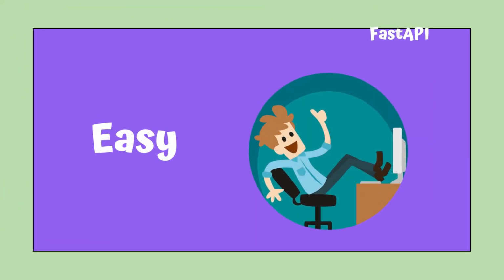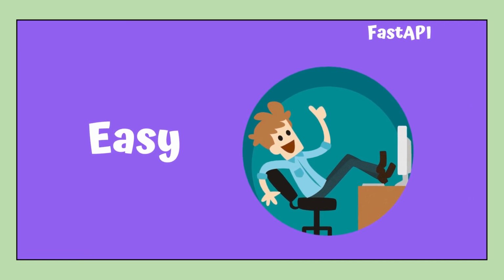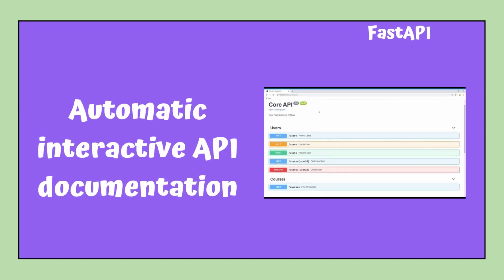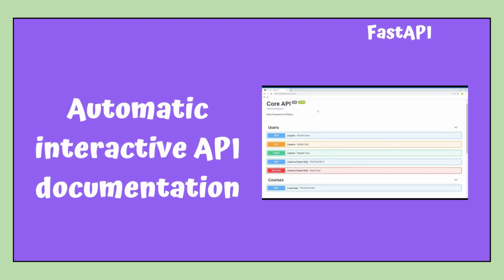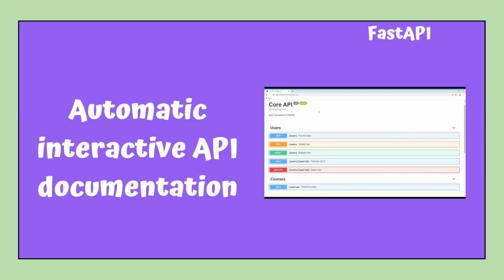Easy. It is designed to be easy to use and learn. You can set up and start building your robust application in no time. Automatic interactive API documentation. With FastAPI, you automatically get interactive API documentation using Swagger UI and ReDoc that lets you call and test your API directly from the browser. It is a big time saver in the development process.